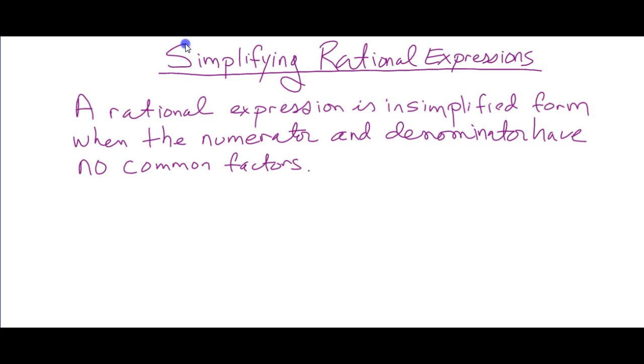Okay, so definition. A rational expression is in simplified form when the numerator and denominator have no common factors. The implication there is that we have to factor. And that's really how we do the first step. Actually, it's almost the first step in almost anything to do with rational expressions, just to factor stuff. So we got to start off by factoring.